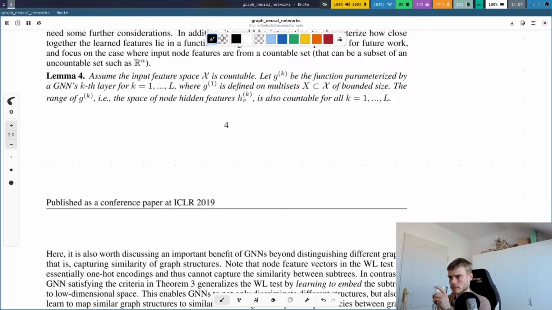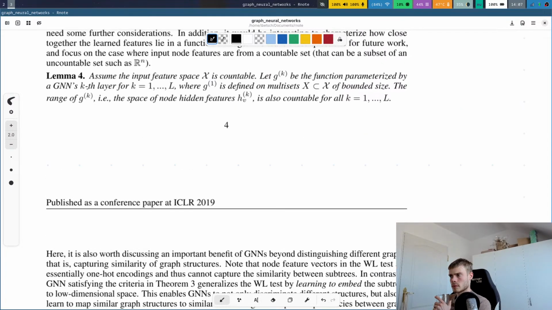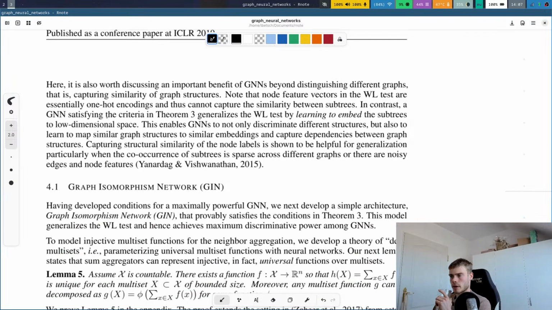Lemma 4. Assume the input feature space X is countable. Let g_k be the function parameterized by the GNN's kth layer for k equal to 1 to L, where g_1 is defined on multisets of bounded size, blah, blah, blah. The space of node hidden features is also countable for all this. Okay, not really interesting for now. We can look at it later.